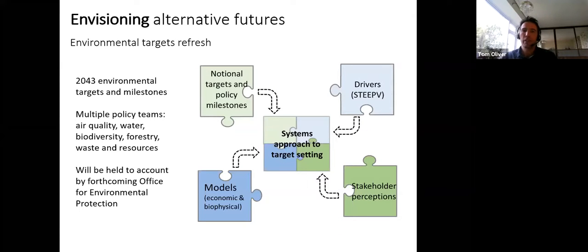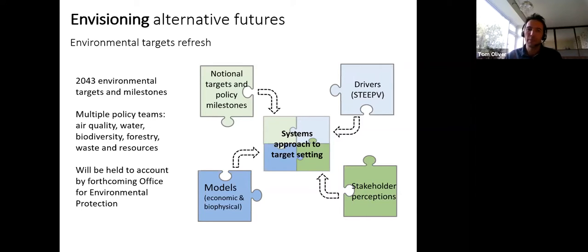A second aspect of envisioning here, which I've been more closely involved in, is environmental targets. So Defra need to set targets for 2043 with milestones, and they'll be held to account for this by the forthcoming Office for Environmental Protection. And this is a really tricky game because on the one hand, the targets have to be sufficiently ambitious that they're not heavily criticised by a whole range of stakeholders and by the Office for Environmental Protection.